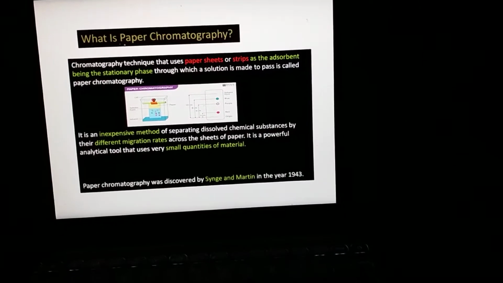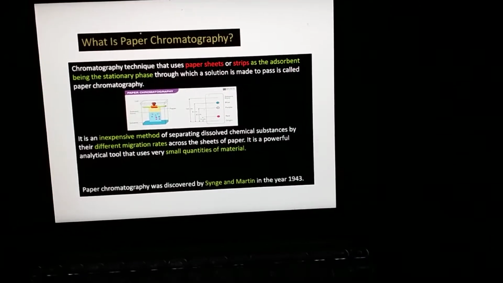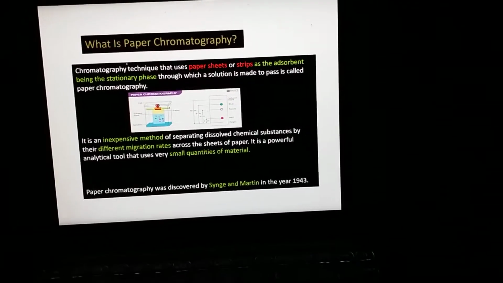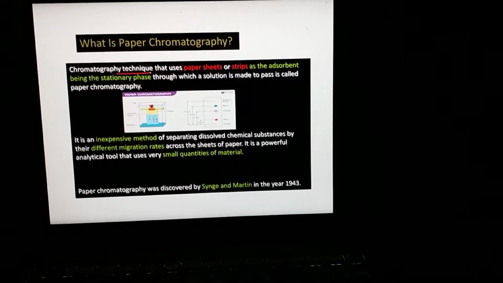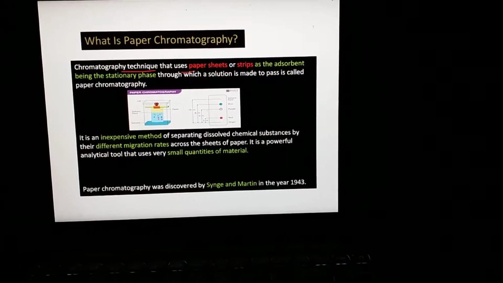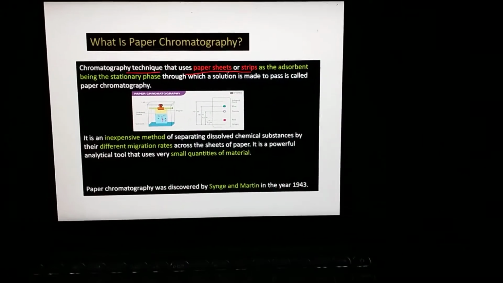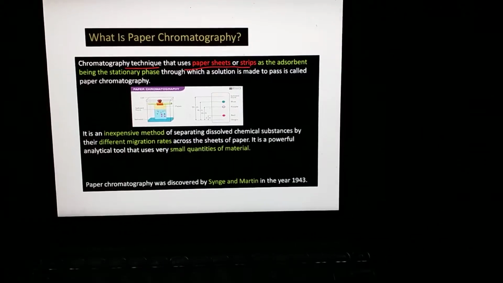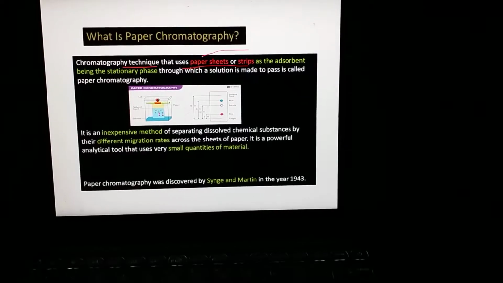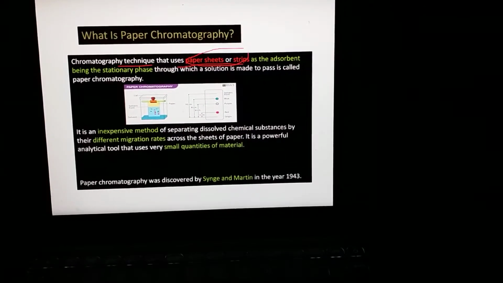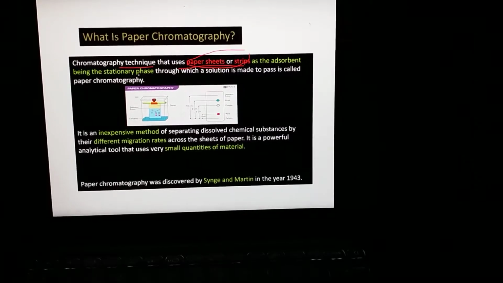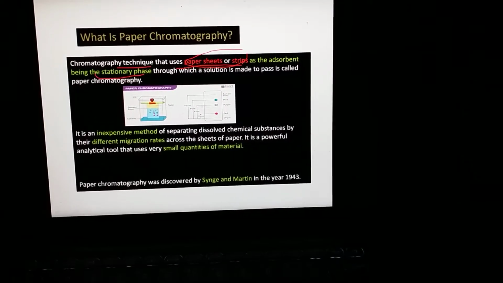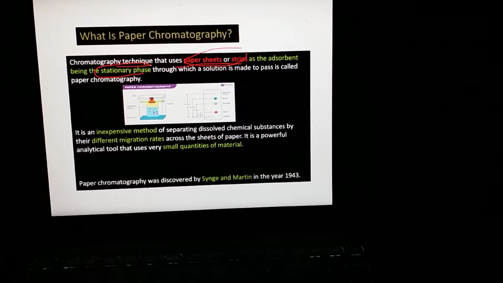So let's see the first slide. In this slide I have mentioned some basic points regarding paper chromatography. It is a chromatography technique that uses paper sheets or strips. In this chromatography either a paper sheet or a strip is used, and it acts as an adsorbent, being the stationary phase. Your paper acts as the stationary phase.